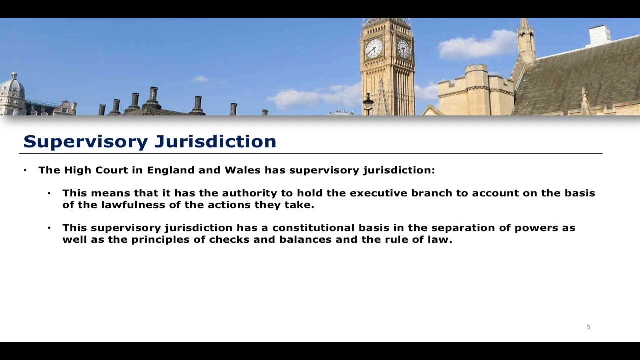This supervisory jurisdiction has constitutional basis in the principles of the separation of powers, as well as principles related to checks and balances and the rule of law. So one of the things that is often not cited in the textbooks on constitutional and administrative law is the ways in which these two subjects actually interrelate with each other.